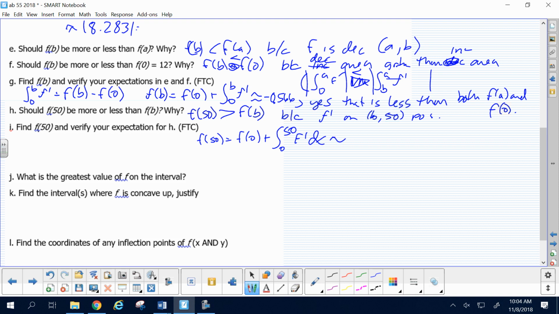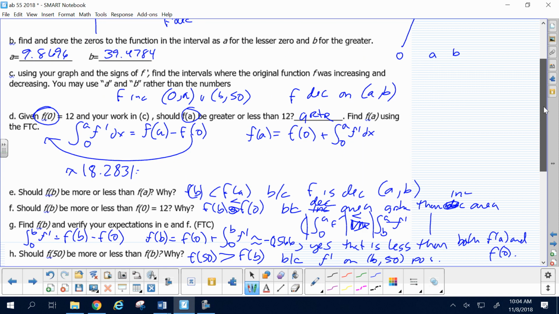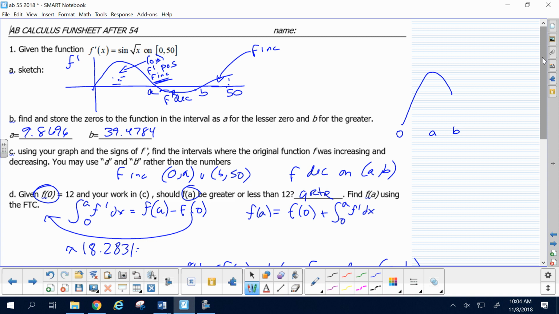And I got as an approximation something like 3.4425. Agree? Okay, so what is the greatest possible value of f on the whole interval? Now, this is actually a big idea of calculus we'll talk about later, but the greatest possible value has to either be at an interior max, a relative max, or at an endpoint.